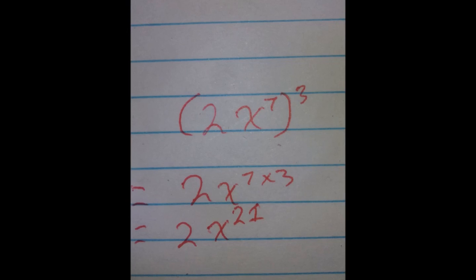In this example, we're going to be simplifying 2x exponent 7 in the brackets and outside the brackets exponent 3. In order to simplify this, we multiply the outside exponent in, which becomes 2x exponent 7 times 3. And that simplifies to 2x exponent 21.